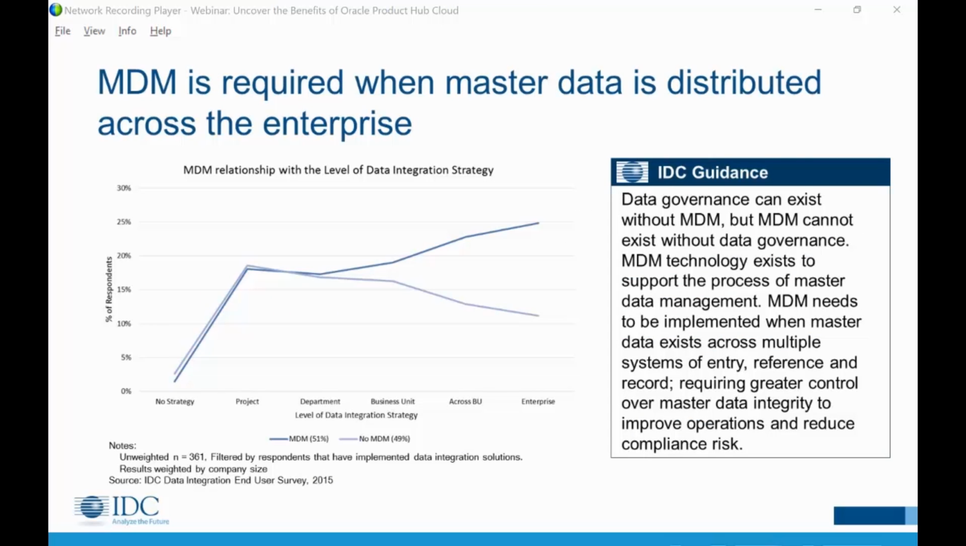On the same lines, they also came up with research specifically for when master data is distributed across the enterprise. They talked to various customers to find out the relationship between master data management and the data integration strategy within an organization. Based on their research, in 51% of cases customers agree that MDM plays a bigger role in managing data governance, and MDM technology is one of the important investments they would like to make to ensure data integrity, especially when data is scattered among various systems, in order to improve operations and reduce compliance risk.